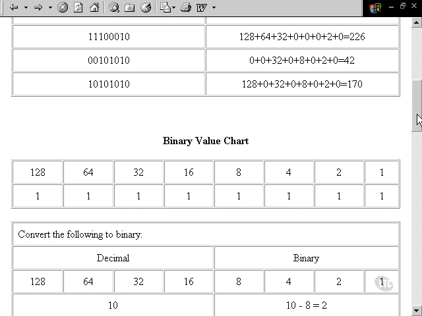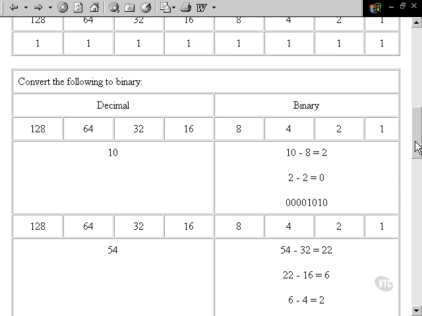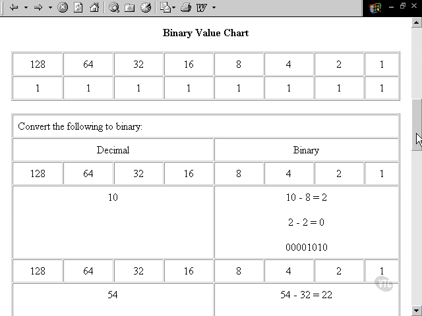Let's go down now and take a look at the conversion from decimal to binary. I've got the binary value chart up here. And what I did for the solutions, I popped the binary value chart in between each so we can follow along with what we're doing.